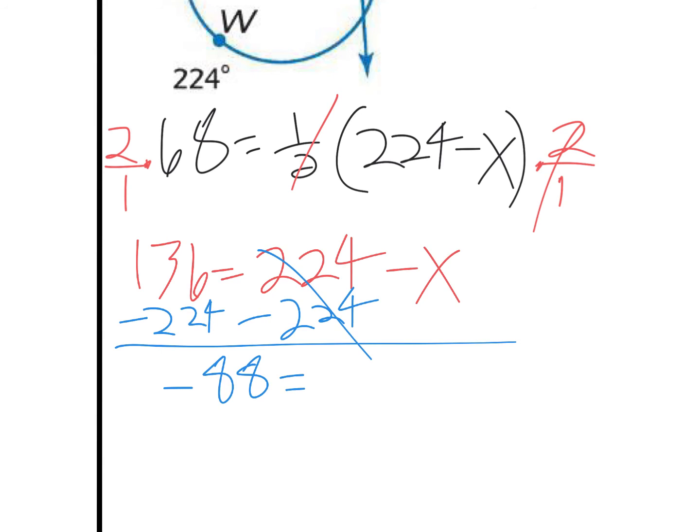And I know what you must be saying. You're like, hey, you just said that you can't have any negative angles. But you got to look. It's equal to negative X. See, it was 224 minus X.